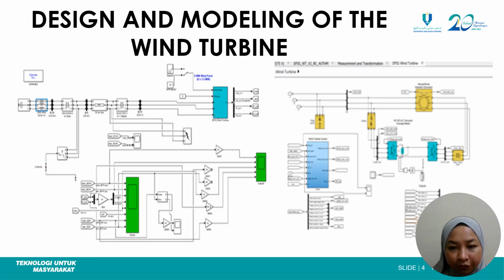The wind turbine DFIG is connected to a back-to-back converter which controls power flow between the rotor and grid. The rotor side uses IGBT to convert AC to DC power, while the stator side is connected to the DFIG and transmission line with a grid side converter for reactive and active power exchange.